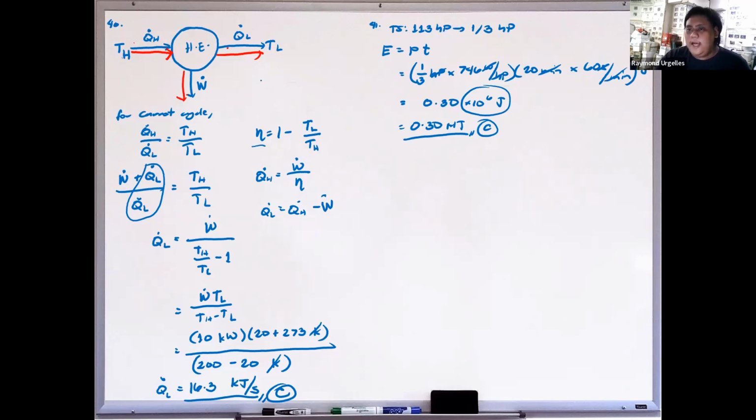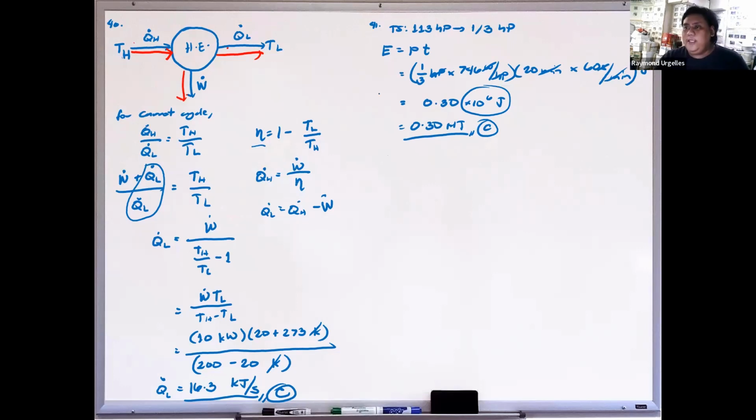Kasi galing siya dun sa Q, output natin again is work. Kaya work over QH. Kaya QH minus QL, over QH. Kaya 1 minus QL over QH. Again, QL over QH is TL over TH. Kaya dapat 1 minus TL over TH dapat yan. Nabaliktad ko yung L and H, pero dito naman tama na siya. Efficiency is the work over QH.